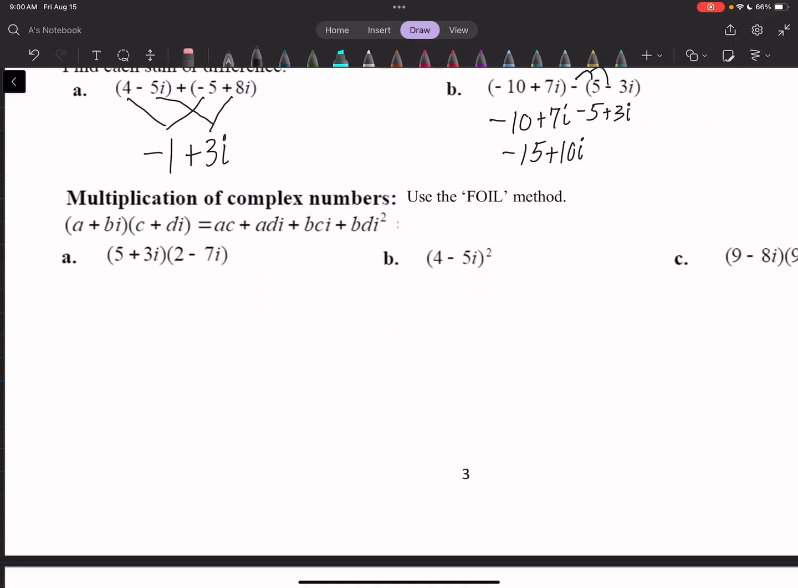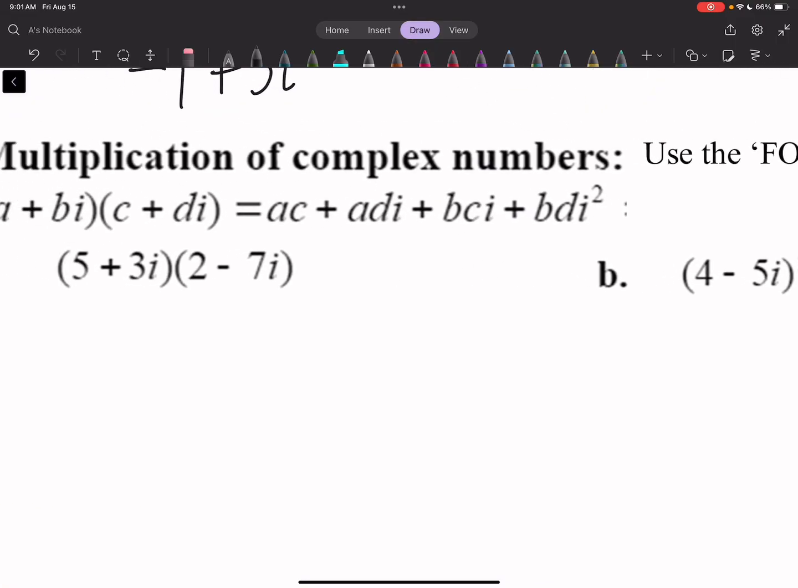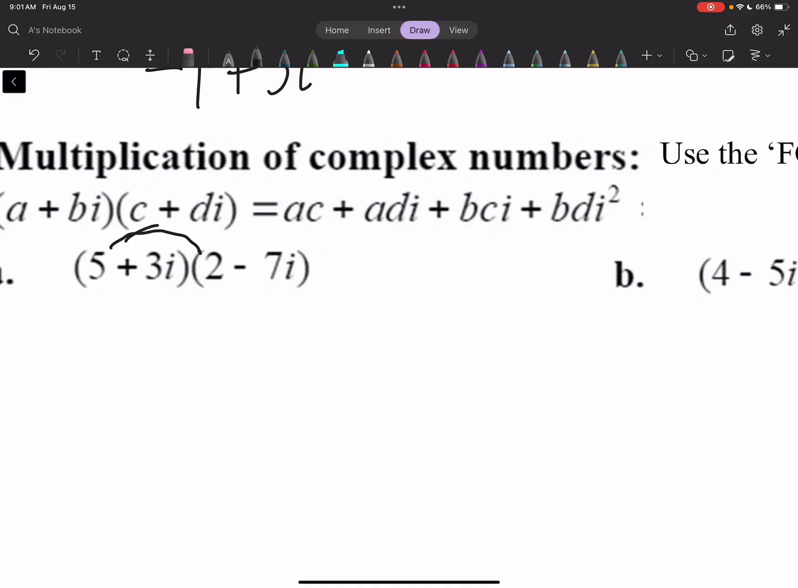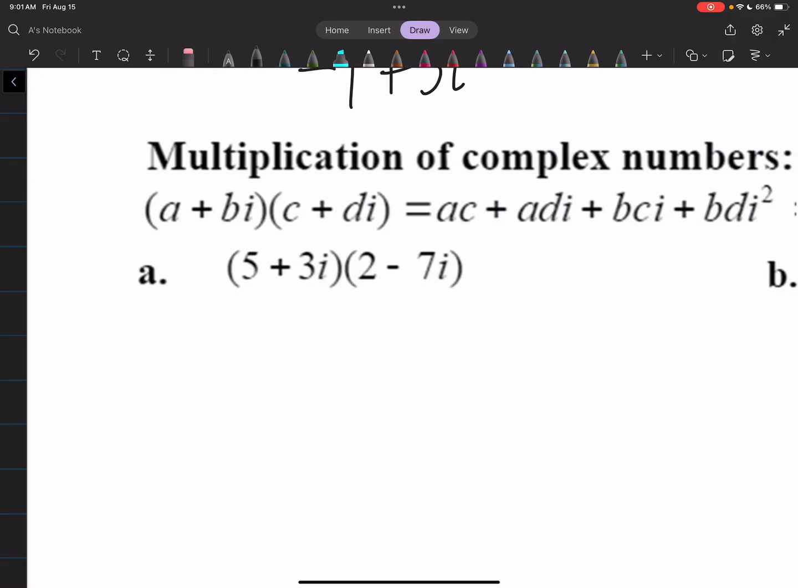All right. FOILing these problems. First times first, first times second, second times first, second times second. That's how you FOIL. So 5 times 2, 10. 5 times negative 7, negative 35i. 3 times 2, 6i. 3 times negative 7 is negative 21i squared.